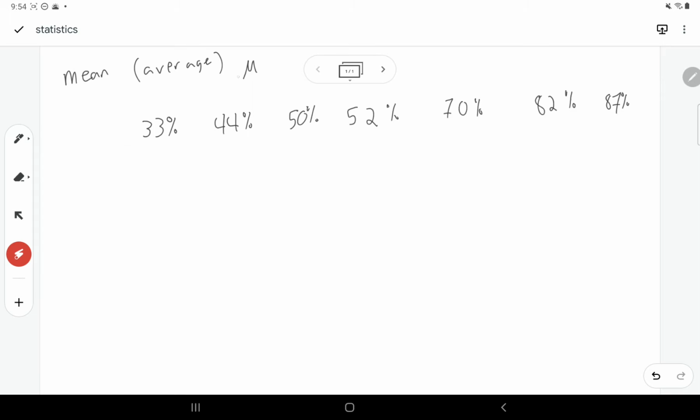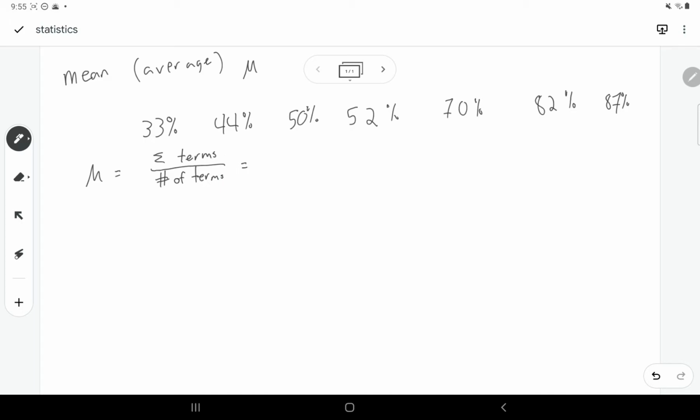Okay, to find the mean, the average of these values, we use this formula. So the mean equals the sum of all terms. Right, this little symbol is called sigma. It just means sum, which just means add things up. And that's divided by the number of terms.